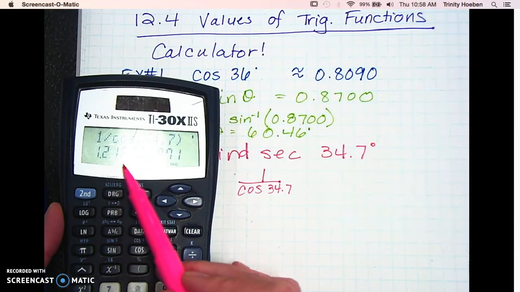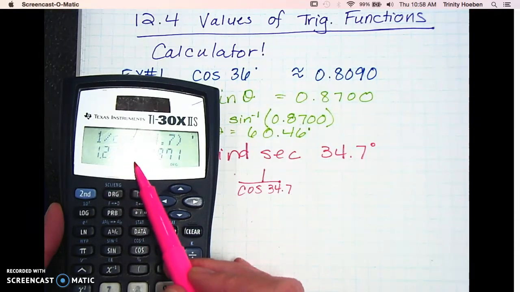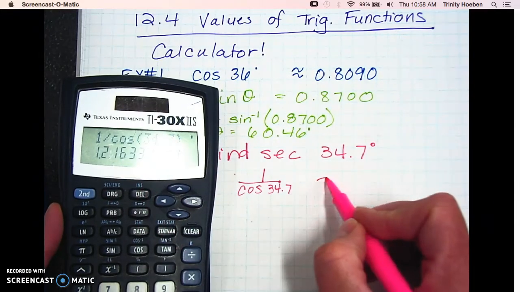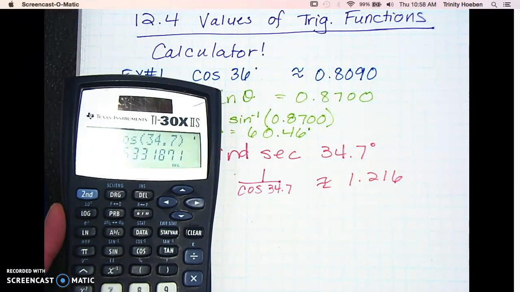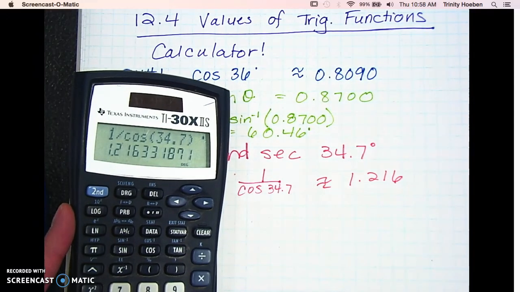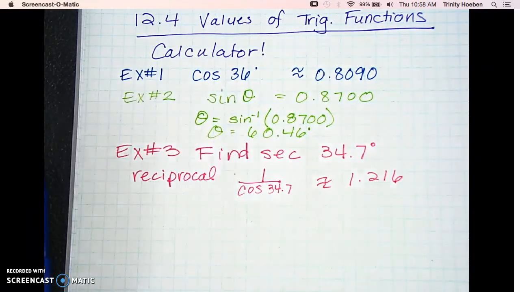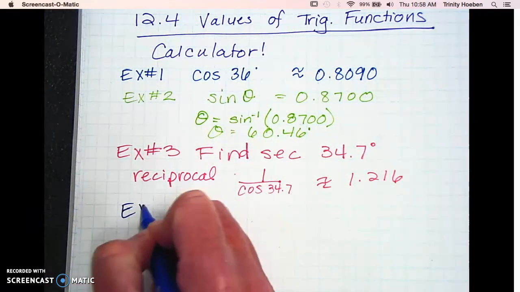I'm going to round it to 4 significant digits. There's a 3 next to it, so it's going to stay. So roughly 1.216. You can see that. Any questions on example number 3? Example number 4.